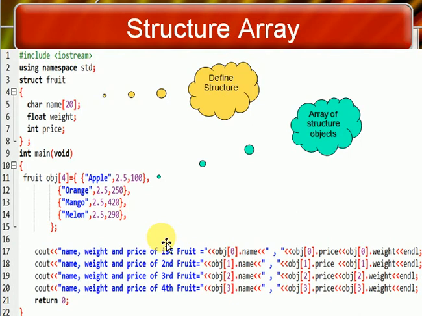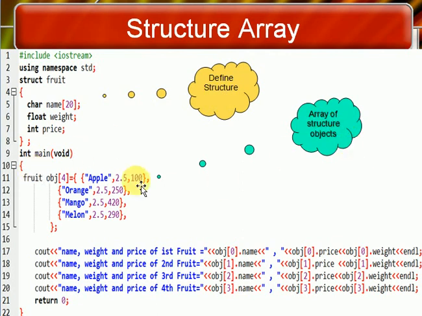Structure array. Include iostream, using namespace std. That is the definition of structure fruit with three members: character name, that is the name of the fruit; float weight, that is the weight of the fruit; int price, that is the price of that fruit; semicolon, that is the end of the definition of the structure. Then its main function. So all that is the structure definition.